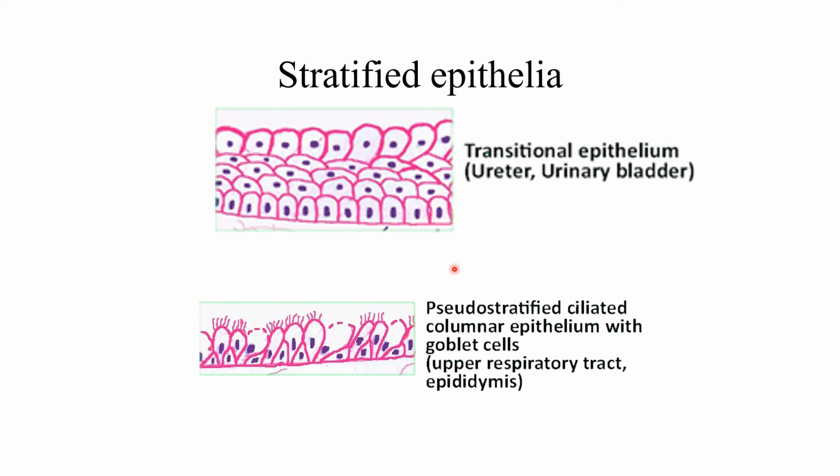The other one is the pseudostratified ciliated columnar epithelium with goblet cells, which you will see in the upper respiratory tract and epididymis. In the pseudostratified epithelium, all the cells lie on the basement membrane, but the apices end at different levels, and these have cilia in the case of the respiratory tract and the epididymis. And the goblet cells, which produce the mucus secretion, will be seen in relation with this epithelium in the respiratory tract.